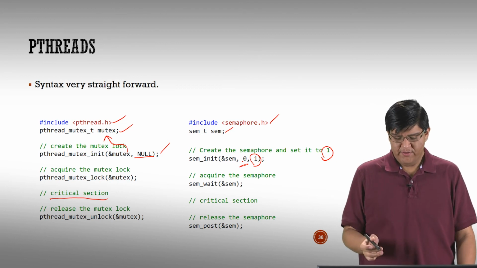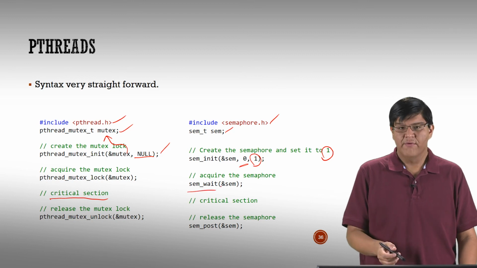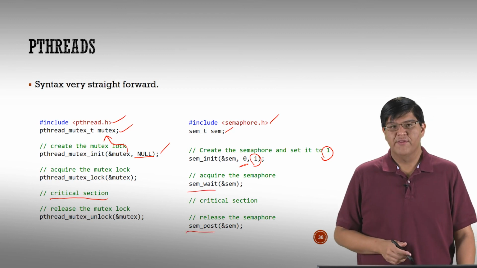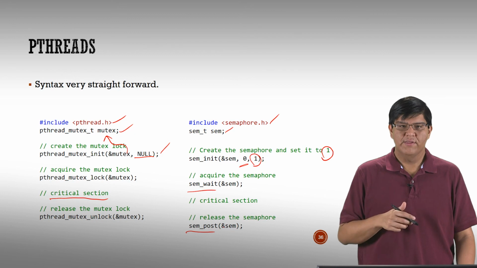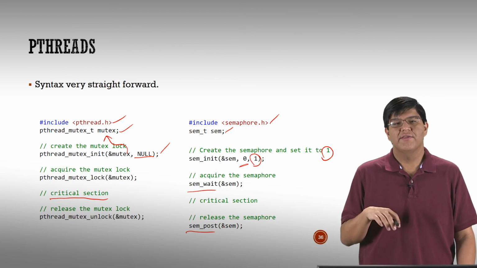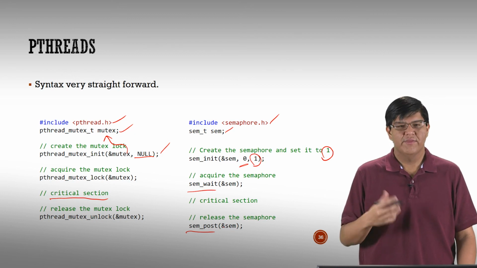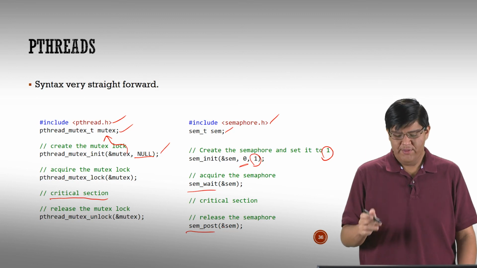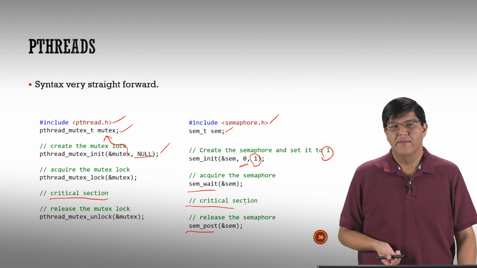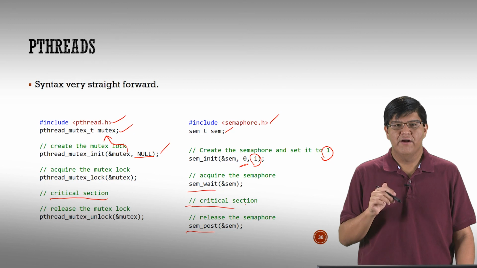Okay, so the other code is pretty much the same. I have a semaphore wait and a semaphore post. That's basically my lock and then my release. They match up just the same as the mutex functionality. They take the one argument. It's pretty straightforward. And then in between we have a critical section. So there we go. That's the semaphore syntax.